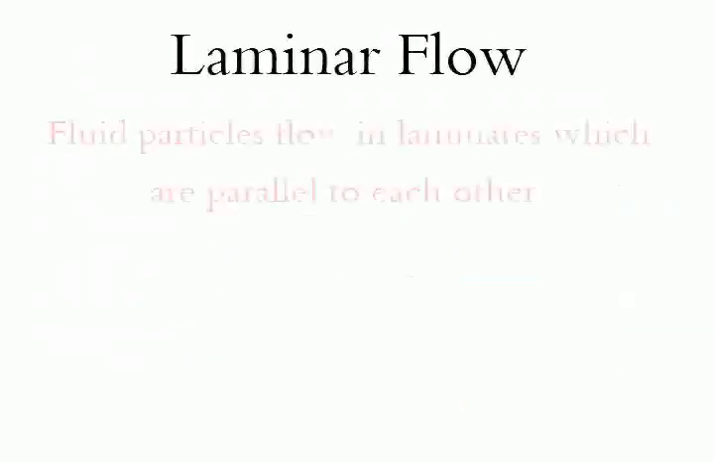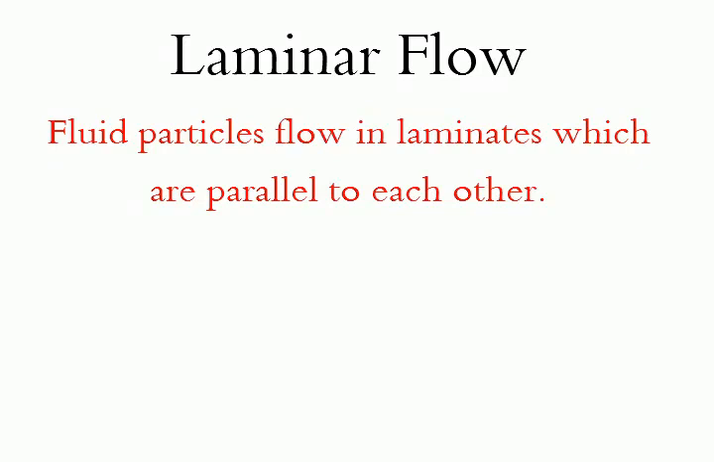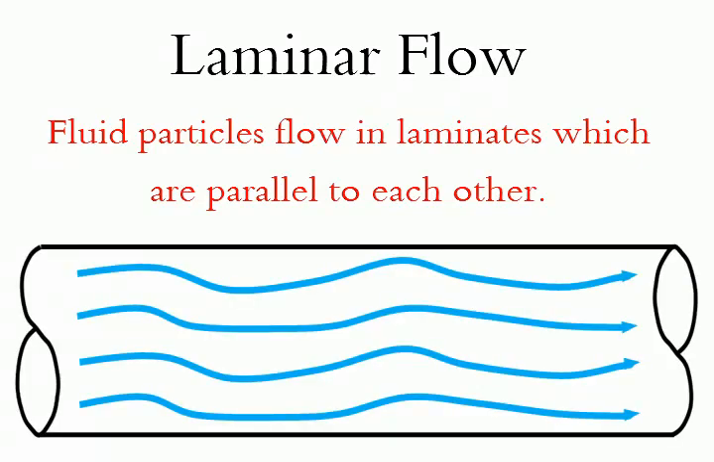The flow in which the adjacent layers do not cross each other, and move along a well-defined path is called laminar flow. For example, flow of blood in small veins, flow of oil in bearings, flow of highly viscous fluids etc.